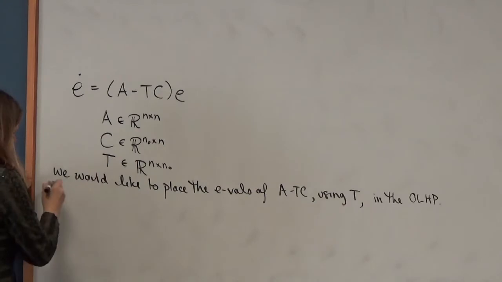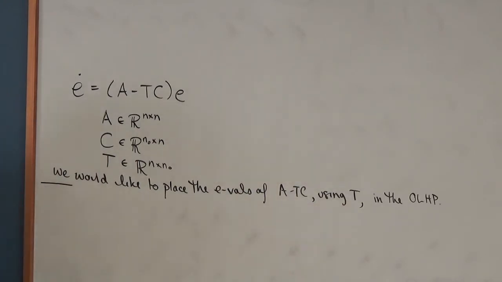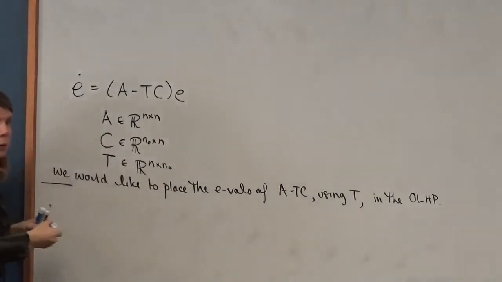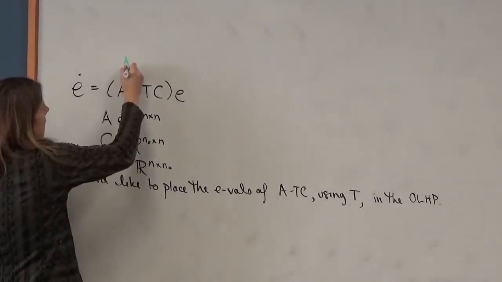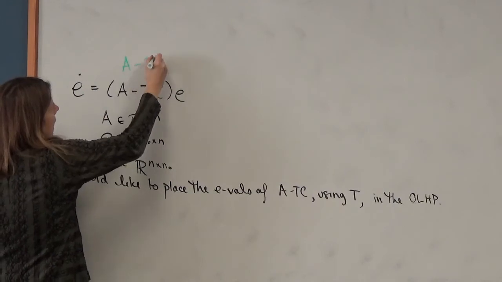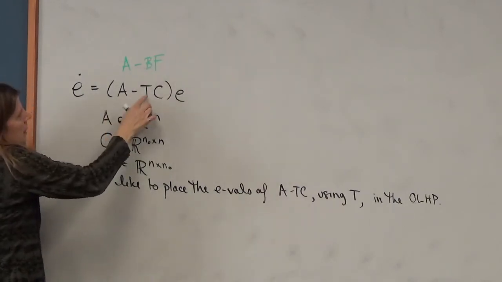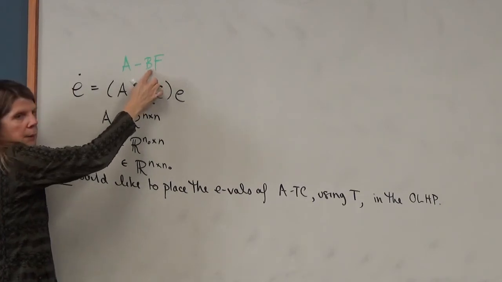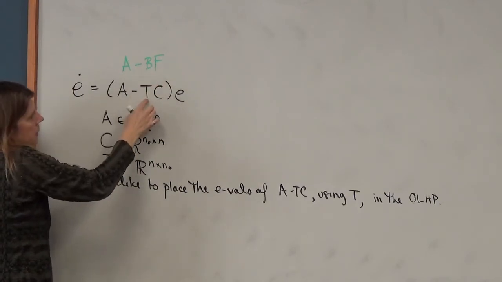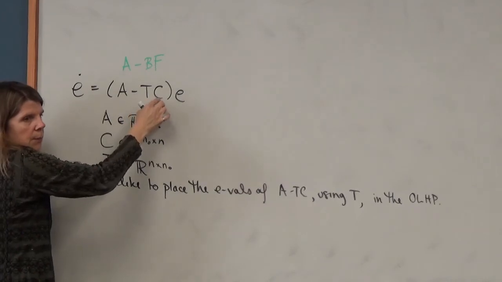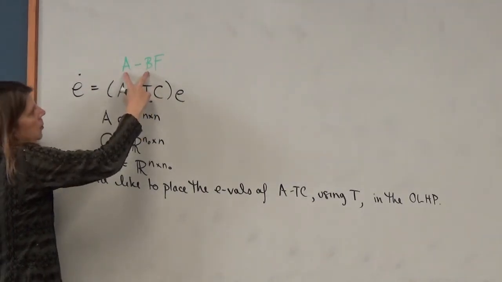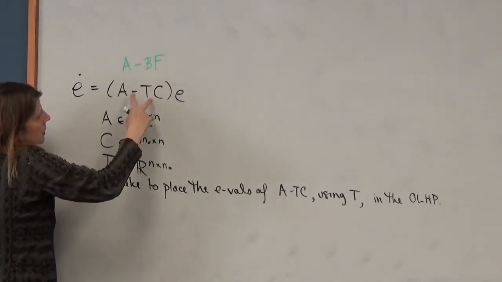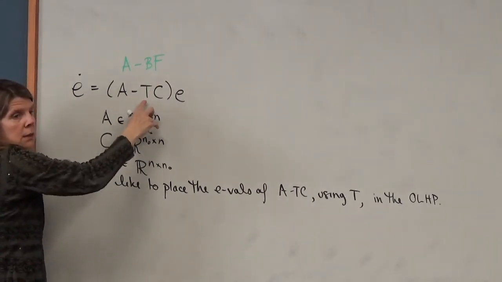Well, let's compare this with what we did earlier in terms of A minus BF. Earlier, when we were looking at the controller design problem, it's different, right? It's A minus BF. There, F post-multiplied the B. In this problem, T, the design parameter, pre-multiplies C. So previously A and B were given, and we had to choose F. Now A and C are given, and we have to choose T.